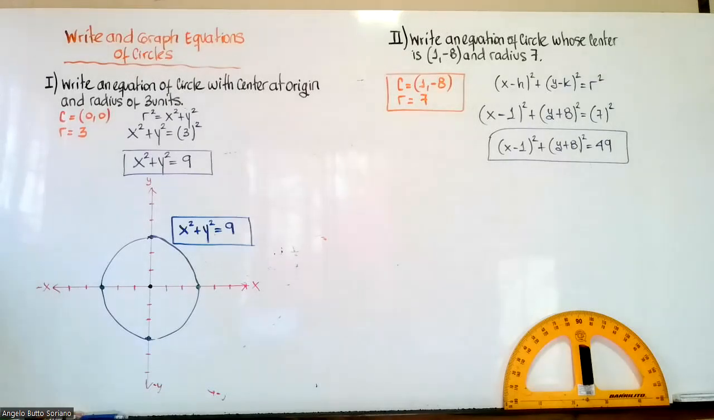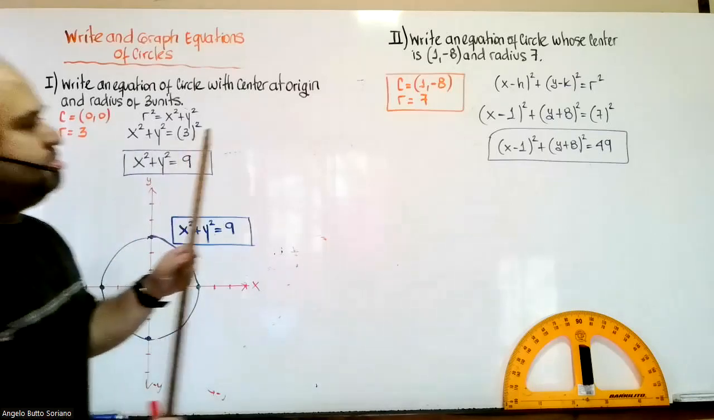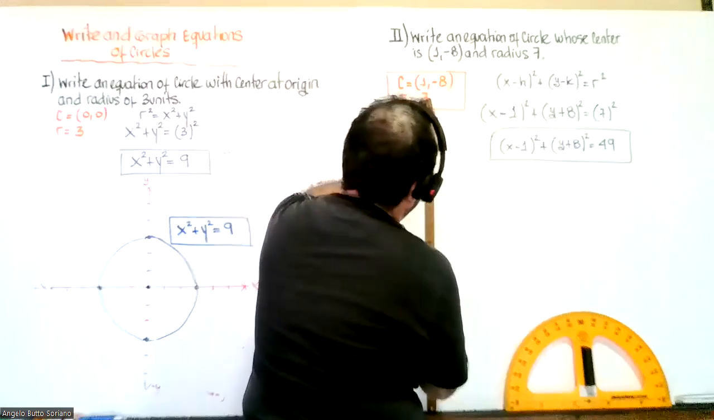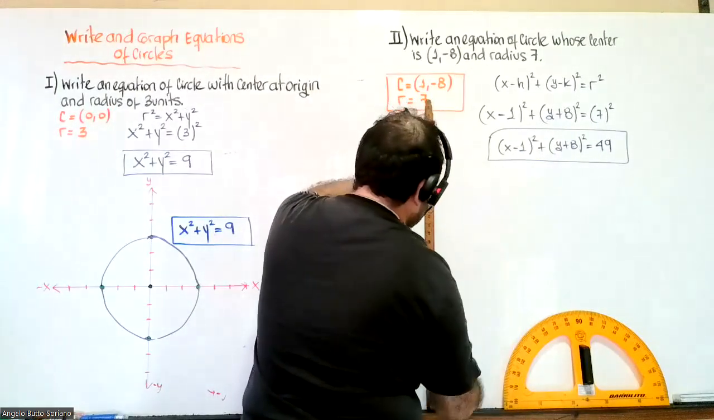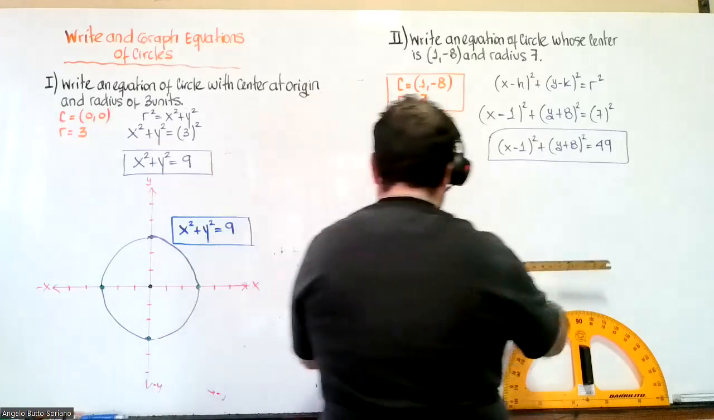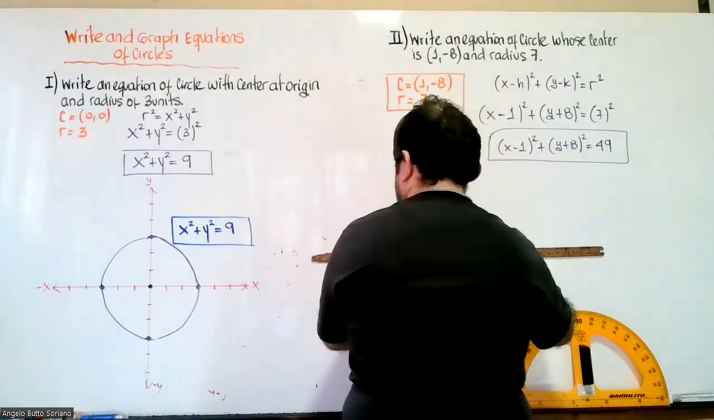Now, what will we have to do? Well, we're going to sketch the graph. Remember the definition of the radius: the radius is the distance from the center to any point of the circle. First of all, let's sketch the coordinate plane.